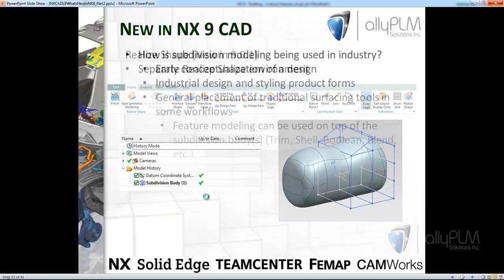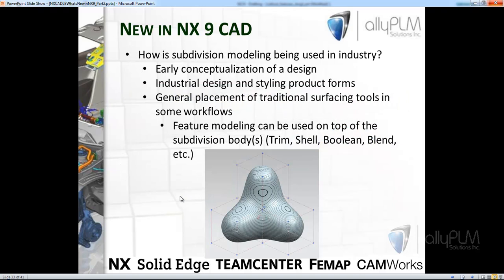get our desired result. So how is subdivision modeling being used in industry? A lot of times it's used for early concept stages of a design, maybe some industrial design or more complex styled shapes for products. You can also use this in conjunction with certain surfacing tools, or maybe in place of certain surfacing tools to get a particular shape. And as I mentioned earlier, feature modeling, things like trim, shell, boolean, blend, and so forth can be done on top of this subdivision body.